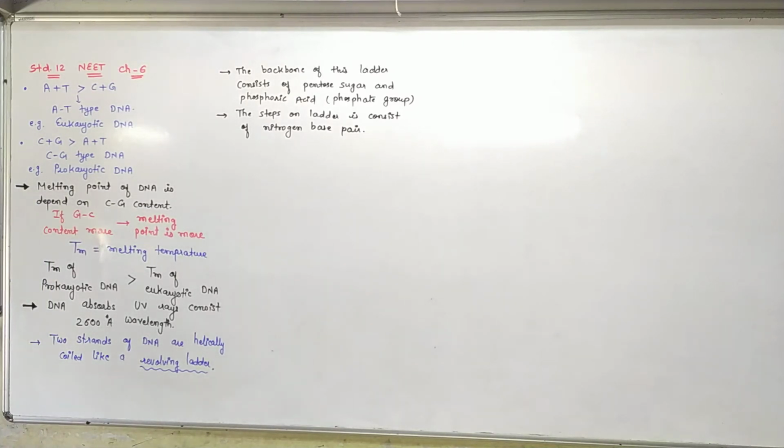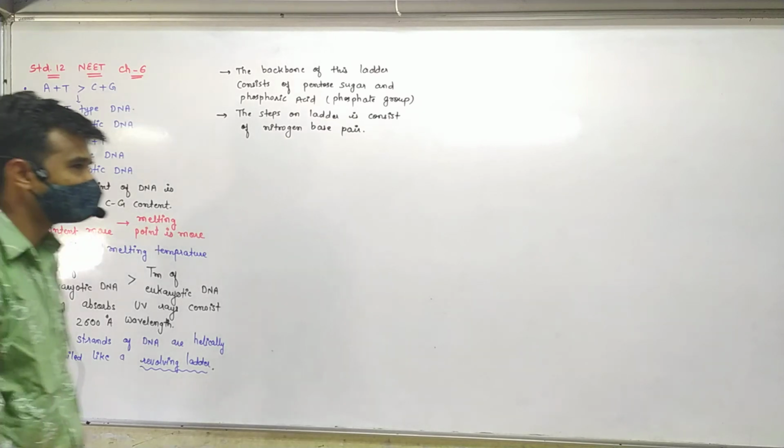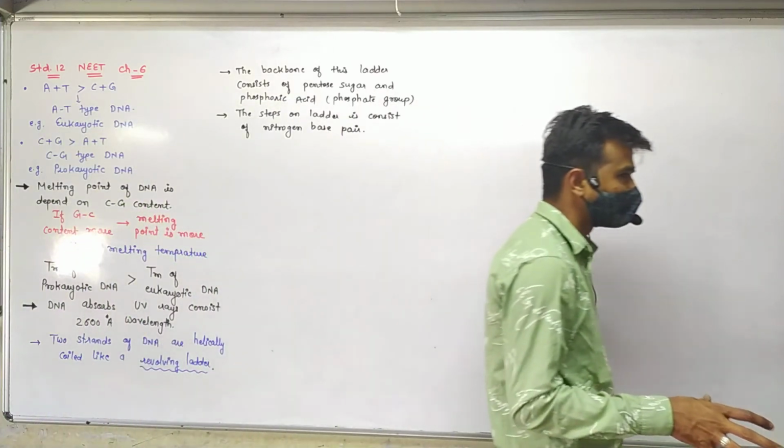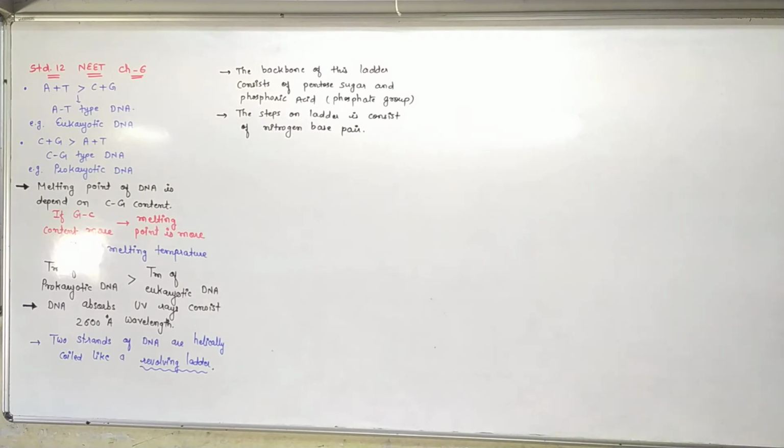Two strands of DNA are helically coiled like a revolving ladder. Both the strands are antiparallel to each other. One strand is in the 5' to 3' direction, so another strand is in the 3' to 5'. The backbone of this ladder is made up of the pentose sugar and phosphoric acid or phosphate group. So the main part of the DNA is formed of this.